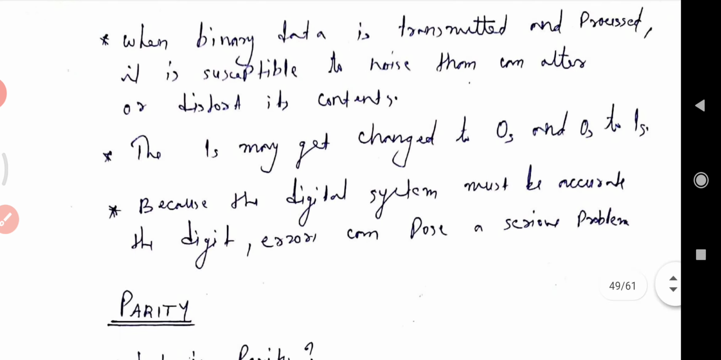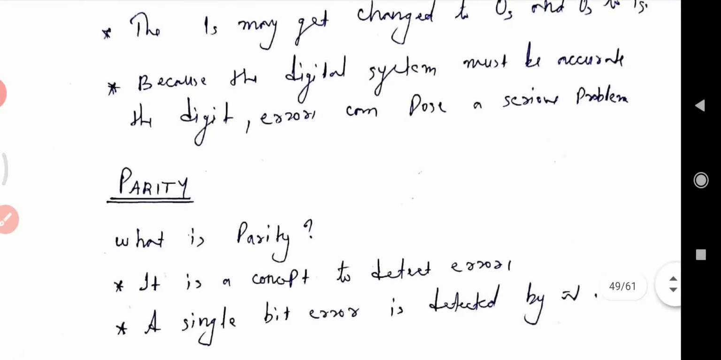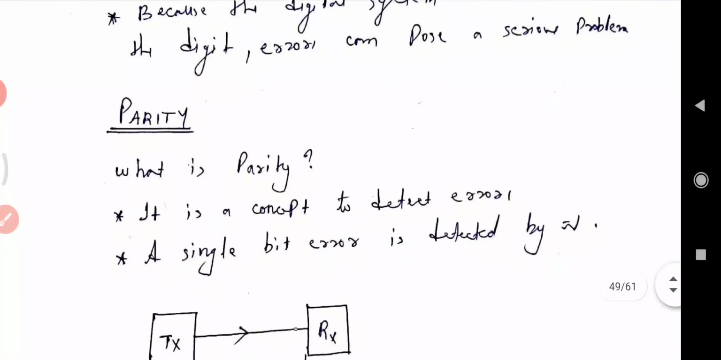That is, in this case, the signal that is ones may get changed to zeros and zeros may get changed to ones. Because the digital system must be accurate, the error can pose a serious problem. So we have to make the system accurate, and this error can cause serious problems. And first of all, we have to know what a parity is.